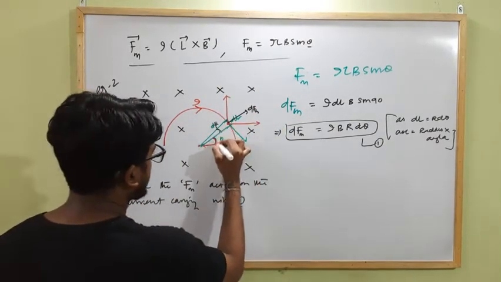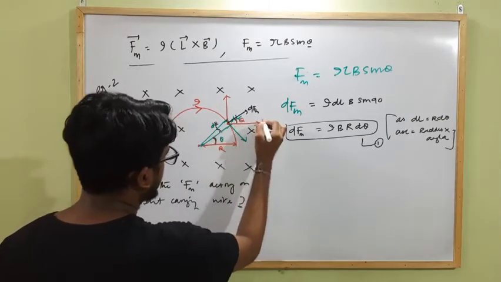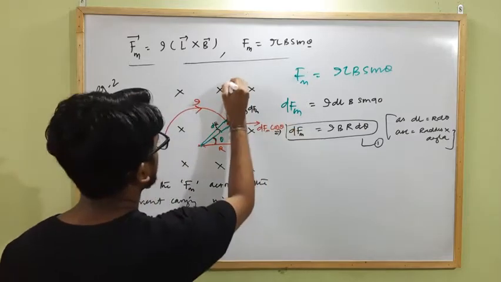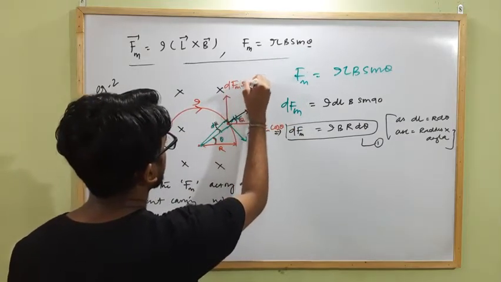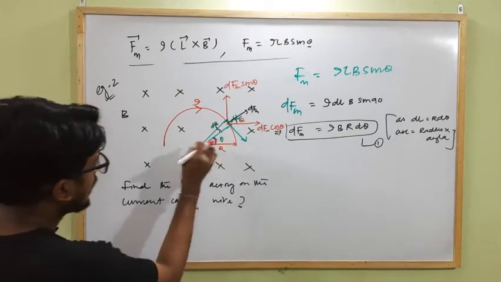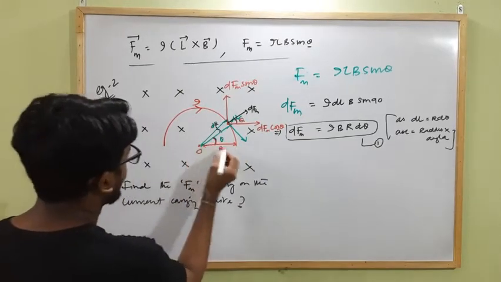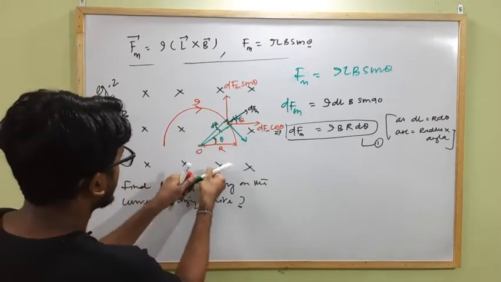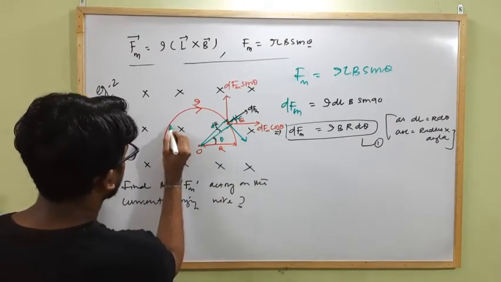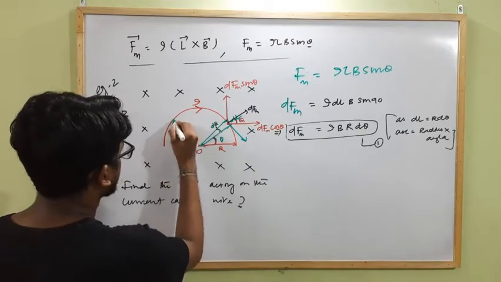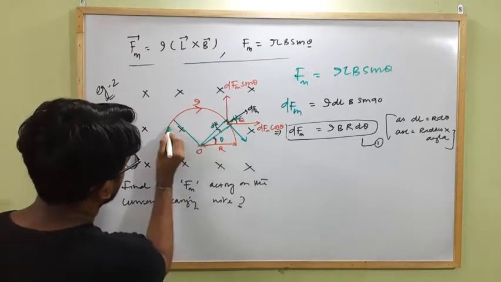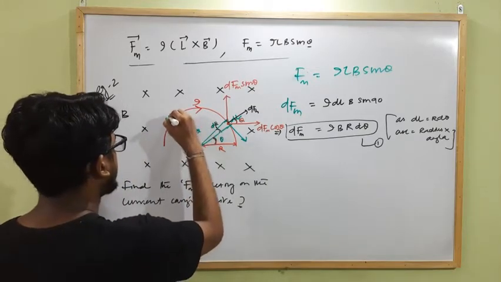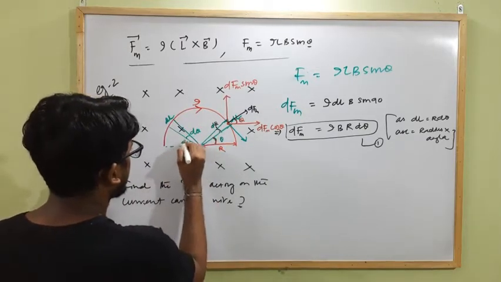If this angle is theta, then this angle is also theta, so this will be dFm cos theta and this will be dFm sin theta. Similarly, from this center, let it be O, there is another point opposite to it at an angle theta. Here let us consider another segment of width d theta, of length dl at an angle theta.